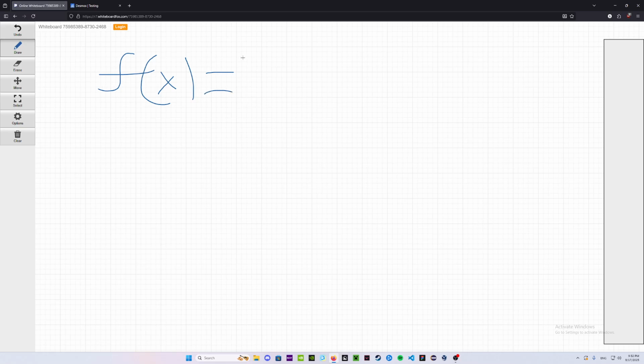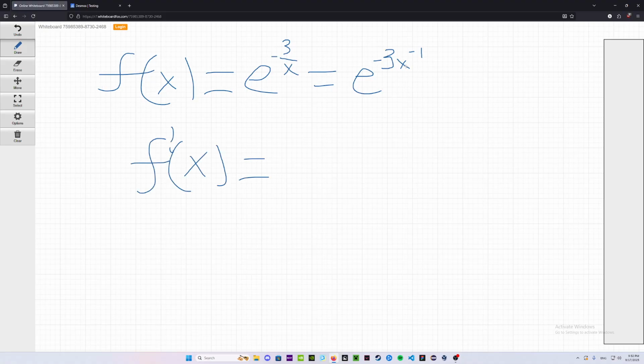Now, let's get this one. Okay. We're going to have e to the power of negative 3 over x. Now, anytime you have something like this right here, you always want to kind of simplify it. Make it look nice and pretty. We're going to have negative 3 x to the power of negative 1 because it's on the denominator. So, let's do this. F prime of x is going to equal, what's the derivative of this? So, negative 1 times negative 3 is going to be 3, then the power times the power of x, negative 2, times e to the negative 3x to the negative 1.